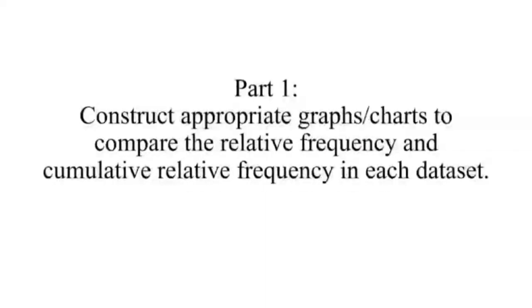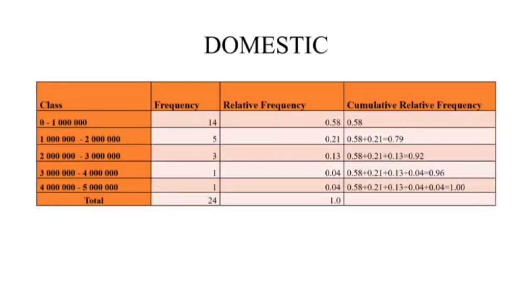So I'm going to explain part 1, which asks us to construct appropriate graphs or charts to compare the relative frequency and cumulative relative frequency in each data set. I put the data into classes to get the answer for relative frequency and cumulative relative frequency. For relative frequency, I divide the frequency by the total number of data values, and to find the cumulative relative frequency, as you can see, I add all of the previous relative frequency answers to the relative frequency for the current row.